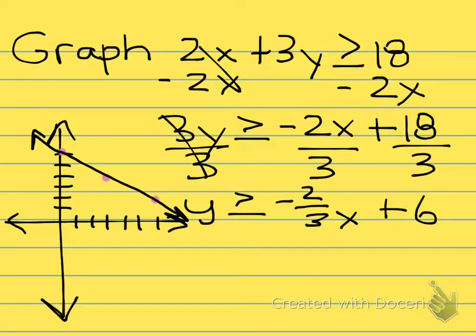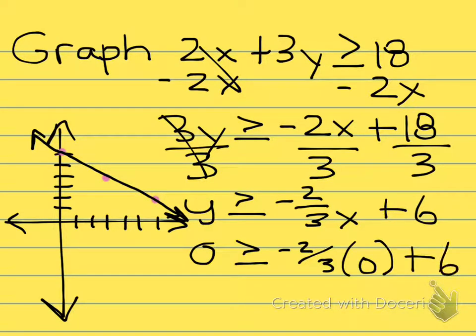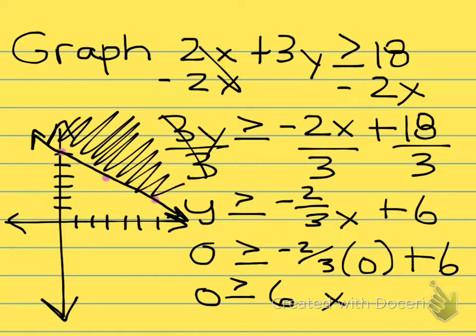Then I can pick 0, 0 as my test point, so 0 is greater than or equal to, plug in 0 for x. So 0 is greater than or equal to 6, that is false. So again, I'm shading away from 0, 0, which is all up here.